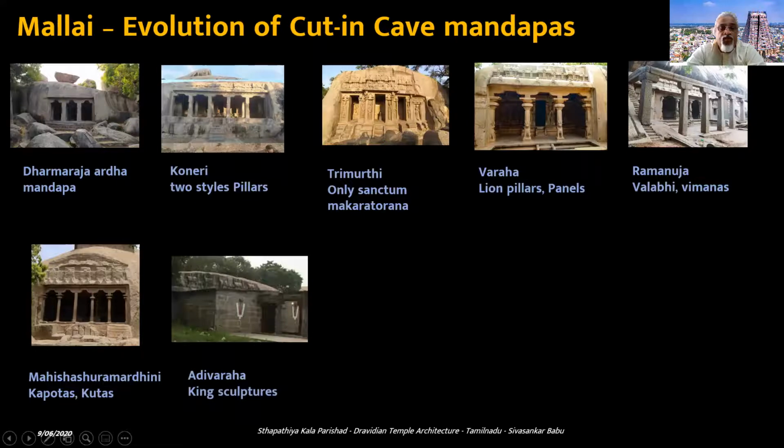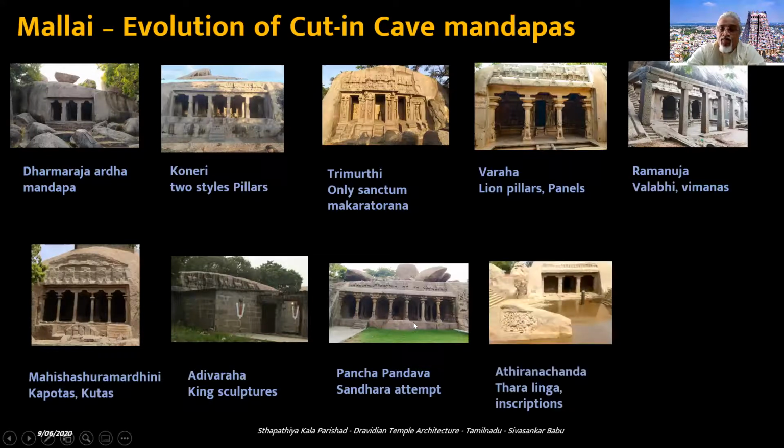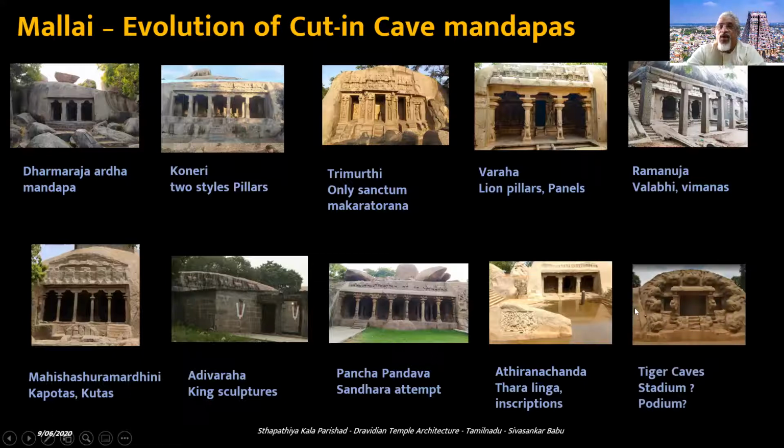Then Adivaraha, actually this is a cave, and later on they built an enclosure over it. It has a stucco sculpture of Adivaraha, but the key thing is the king sculptures, the historical sculptures, which are great. In Panchapandava, they have tried to create a Sandhara, a circular path under the Vimana. It was a first attempt for a cave itself. Adirana Chanda Mandapa is a different one, trying with Taralinga and nice inscriptions and a different structure. The cake is taken by the Tiger Cave.